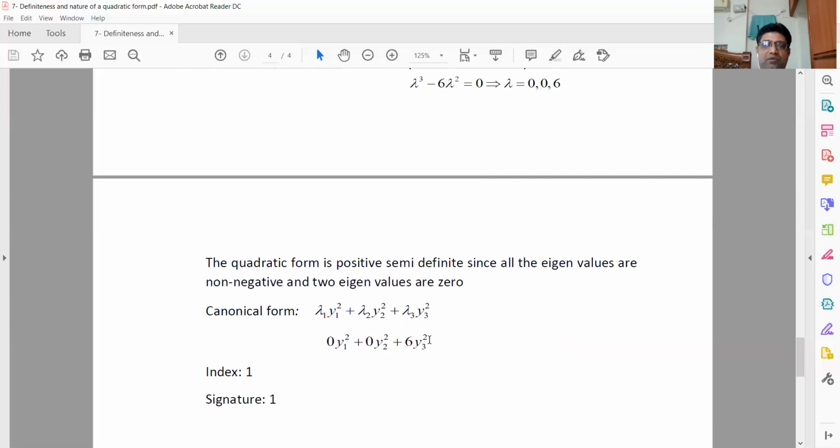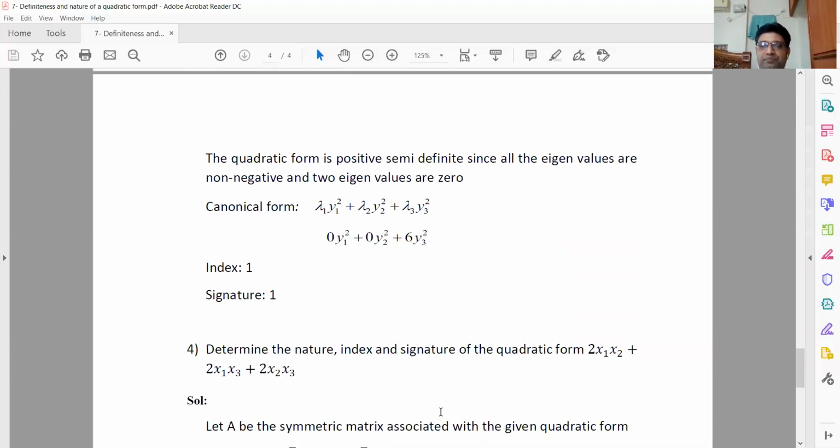What is index? Number of positive square terms. How many positive square terms? Only one. Signature is the difference between positive and negative. There is no negative. 1 minus 0 is 1.